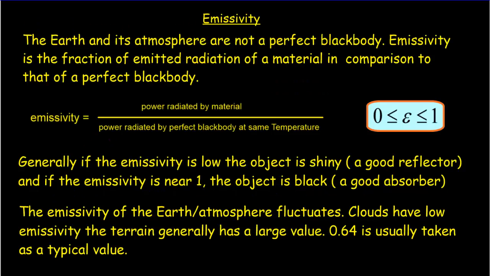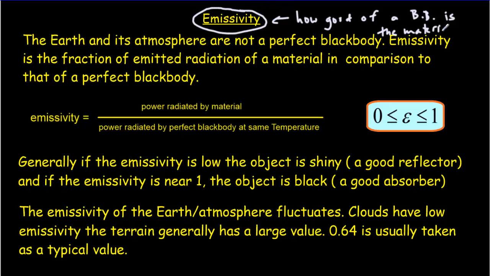Now, not all materials are just as good as other materials at radiating heat and glowing. And so we have to introduce this concept of emissivity. And emissivity just basically tells you how good of a black body a material is. And it's going to be a number always between 0 and 1, so it's just a fraction. It would be 0 if it's a perfect reflector. And if it's a perfect absorber, a perfect black body, then the emissivity would be 1.